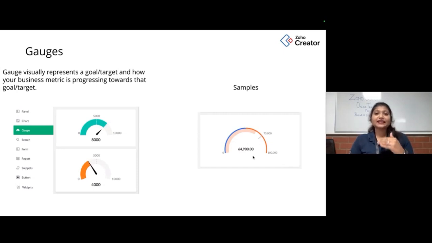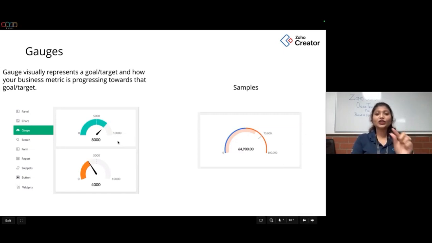So the sales department will have a specific target to be achieved in that month, right? For example, in the December month, they would have a specific target. So this is the target that you need to achieve. In order to check whether it has been achieved, you can create these gauges.